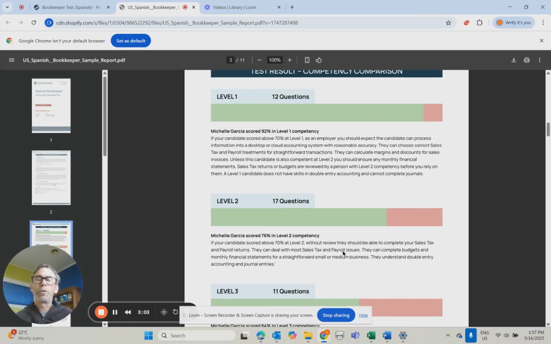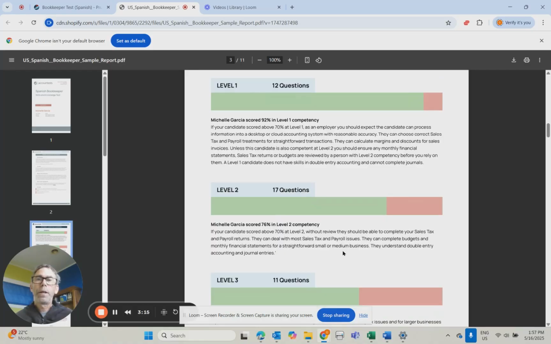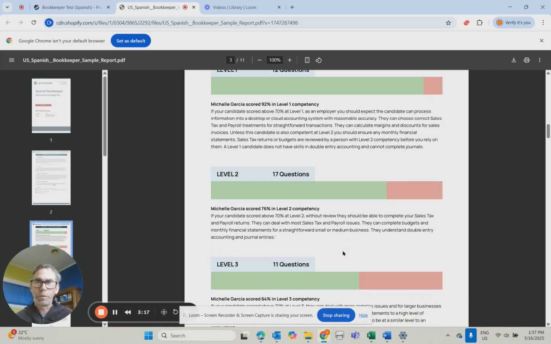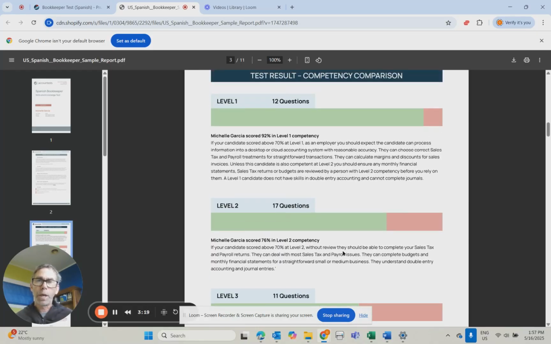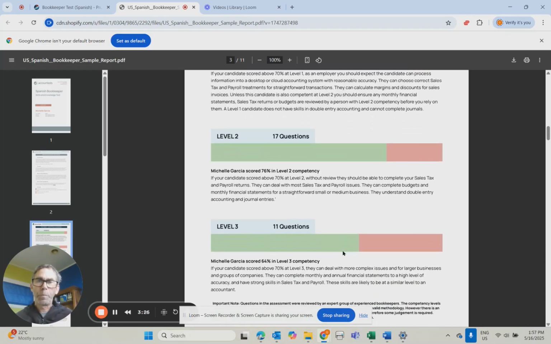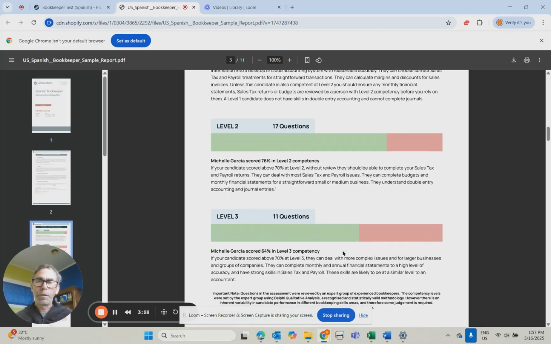Our expert group who put this together told us that a candidate needs to get 70% in a level to show competency at that level. So you can see this candidate got more than 70% at level 1 and more than 70% at level 2. What that means is that you can with confidence say that they're competent at up to that full charge bookkeeper level, but maybe not to the senior full charge bookkeeper at level 3.